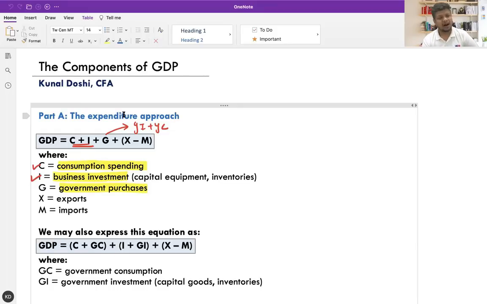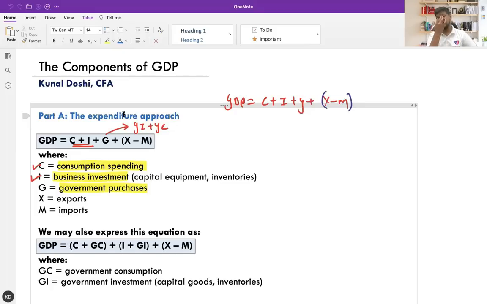Then the third, after the third component, the last component that you see is X minus M. It's called net exports. Basically, it is exports minus imports. X for exports and M for imports. Clear? So the GDP equation I will rewrite is C plus I plus G plus X minus M. Here, X minus M is our net exports.